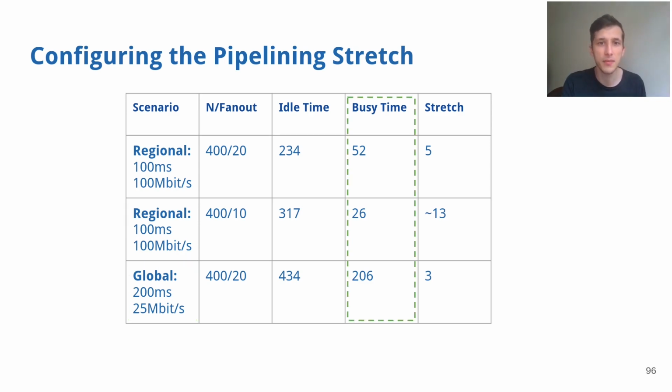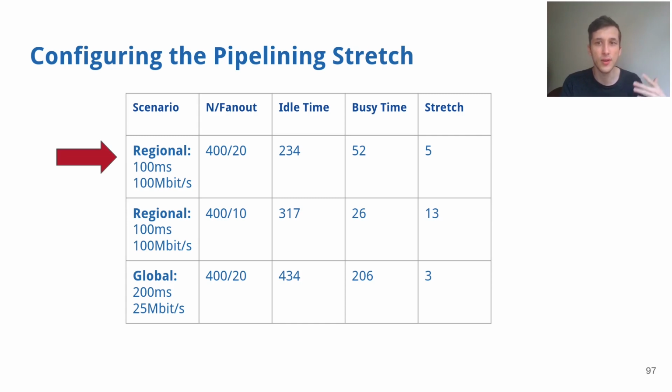And the busy time here is the time we obtained experimentally, which is a combination of the sending time and the processing time. In this first example with 100 millisecond latency and 100 Mbits bandwidth, the system is idle for roughly 230 milliseconds, while sending and computing at the root takes no longer than 52 milliseconds. Such that instead of producing just one block, we can put 4 additional blocks inside the idle time, which results in a pipelining stretch of 5, meaning 5 concurrent blocks being processed in the system at a time.